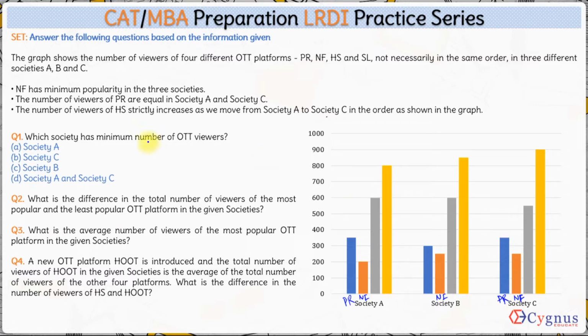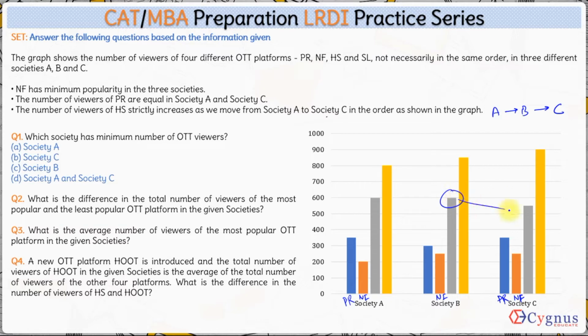Okay, let's look at the last point here. The number of viewers of HS strictly increases as we go from society A to C. That means if you go from A to B and then to C, the number of viewers of HS will constantly increase. Now we have 2 bar graphs left, the gray and the yellow one. Can the gray bar be HS? Let's see. Here the number of viewers are not increasing. It has to strictly increase. It cannot remain the same either. It has to strictly increase.